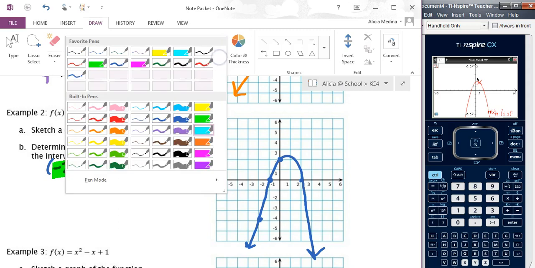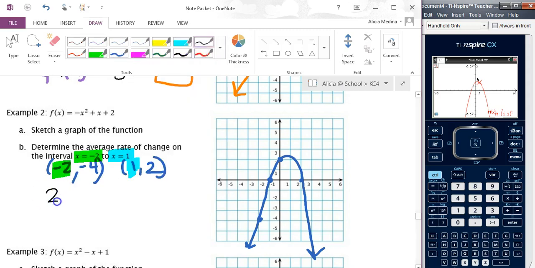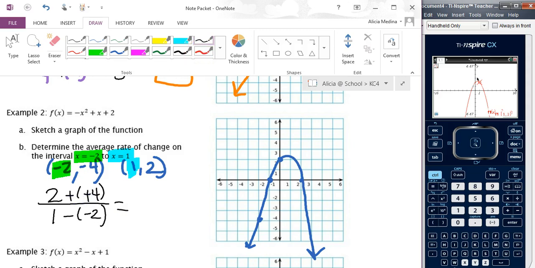Let's figure out what our average rate of change is. So 2 minus a negative 4 over 1 minus a negative 2. That changes to a plus on the top, as well as the bottom. So 2 plus 4 is 6 over 1 plus 2, which is 3. And then 6 divided by 3 is 2.